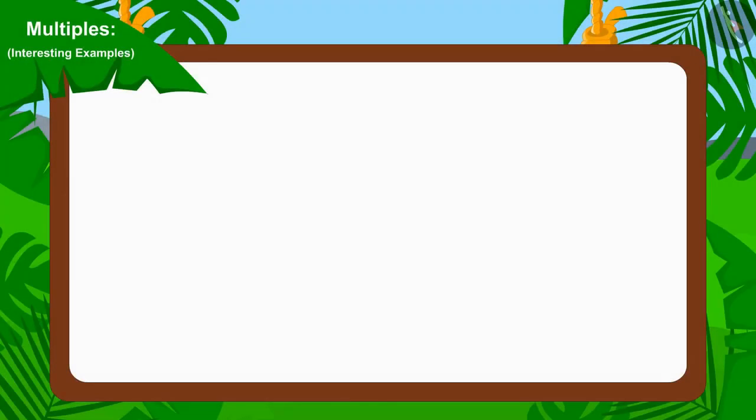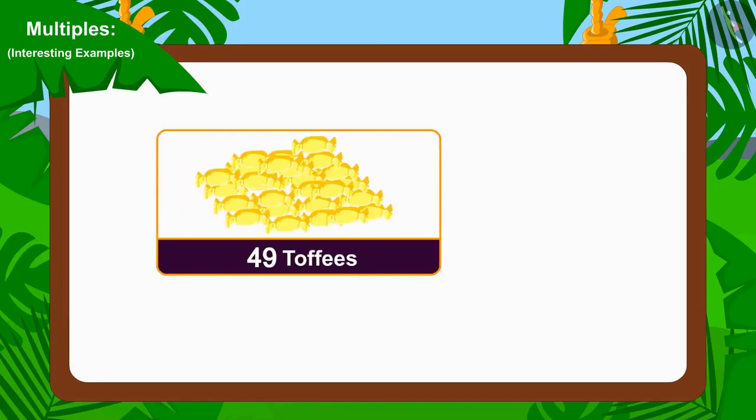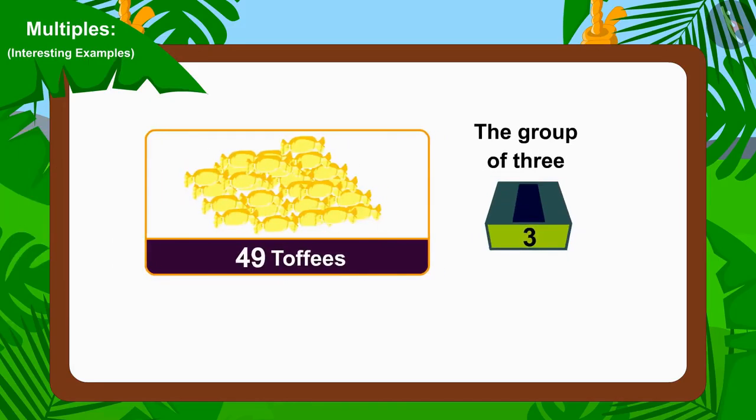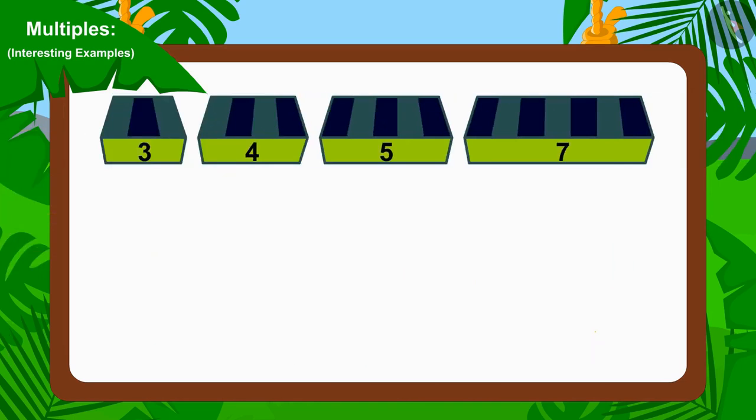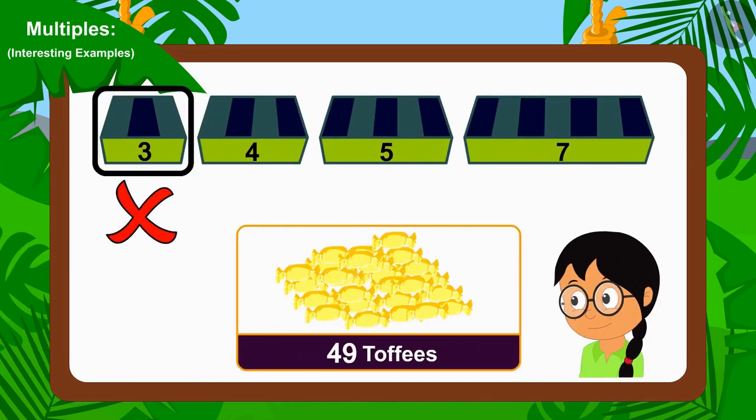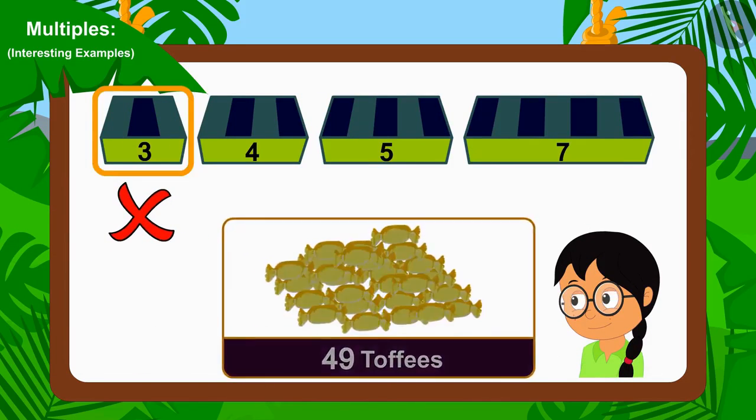Let's first try to divide these toffees into groups of 3 and see if there are any toffees left. How can we easily do this? Correct! We just have to see if we can divide 49 by 3. Can we do that? No, we cannot divide 49 by 3. Therefore, Meenu cannot use groups of 3 to distribute 49 toffees.